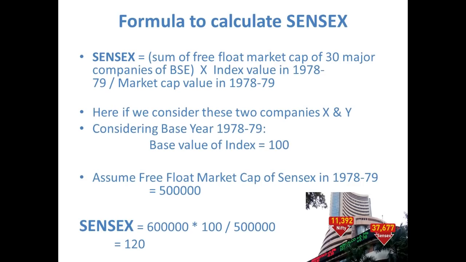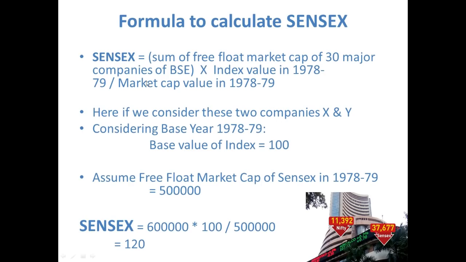Now let us understand the formula for calculation of the Sensex. The Sensex is calculated using this formula: the sum of the free float market cap of 30 major companies, which is what is originally taken, but here we'll take only two companies, X and Y. Since the time the Sensex started being calculated, let's say the base value of Sensex was 100 points, and the market capitalization at that point of time was, let's say, only 5 lakhs.